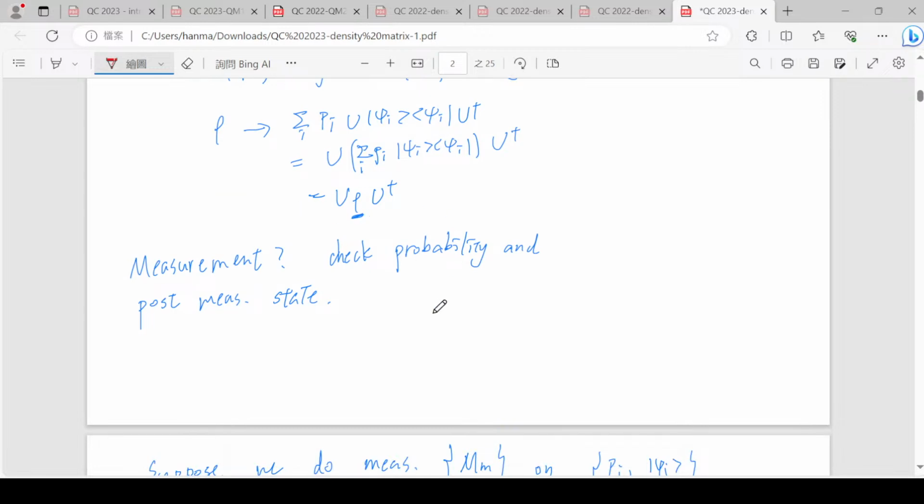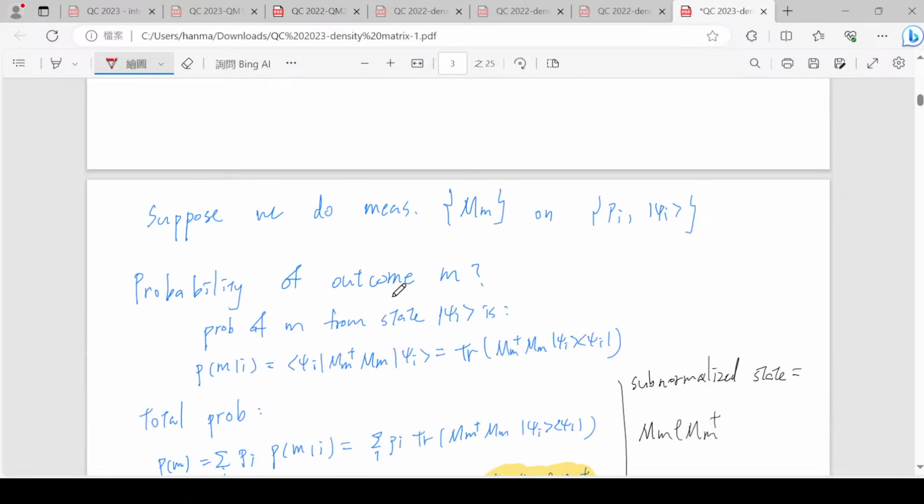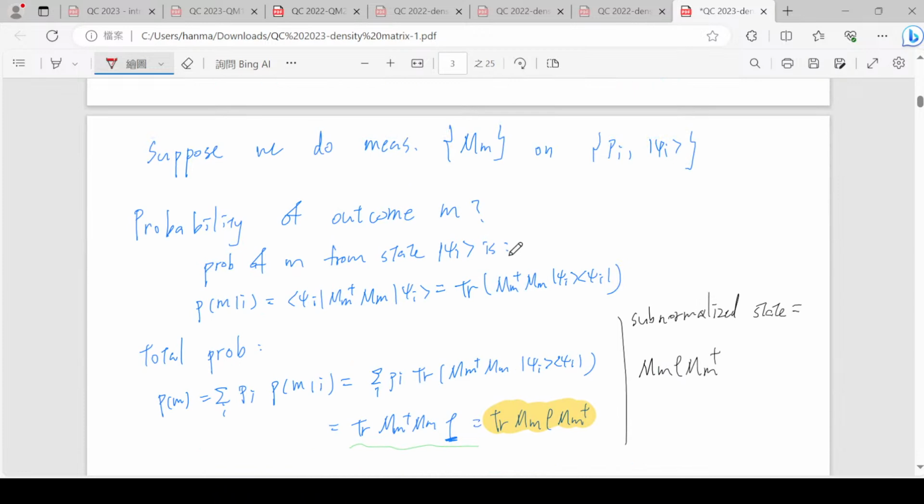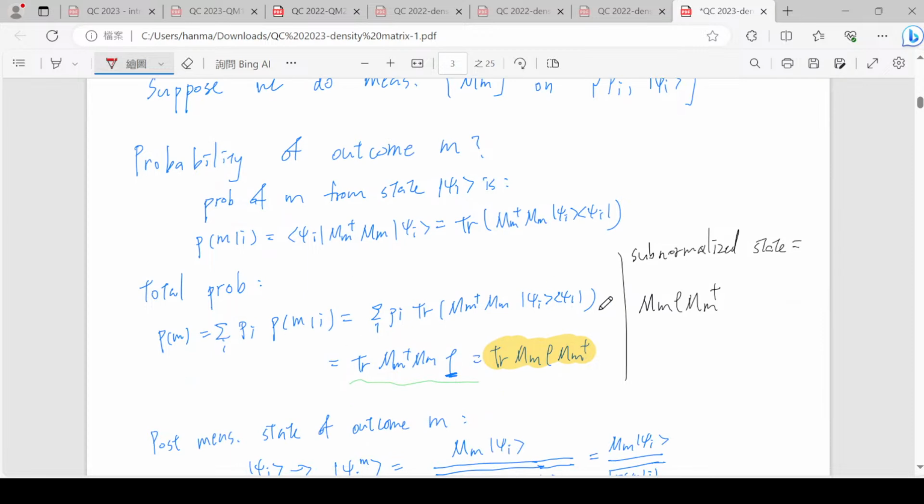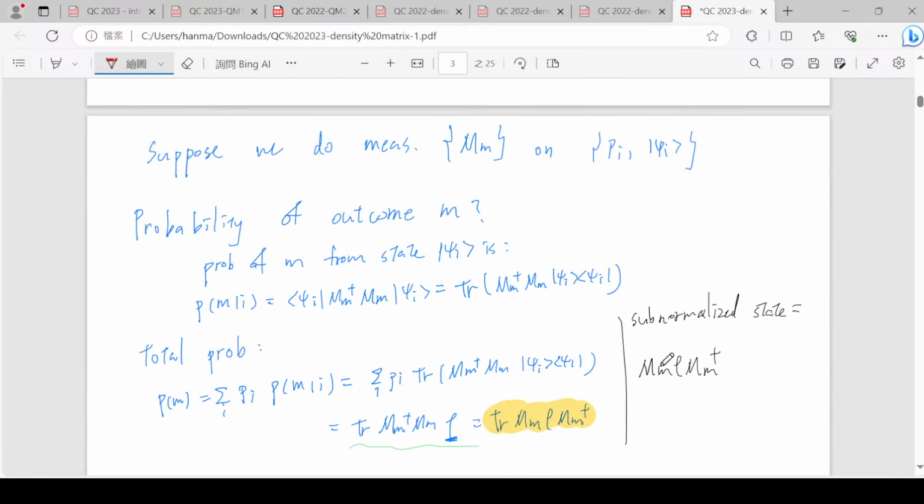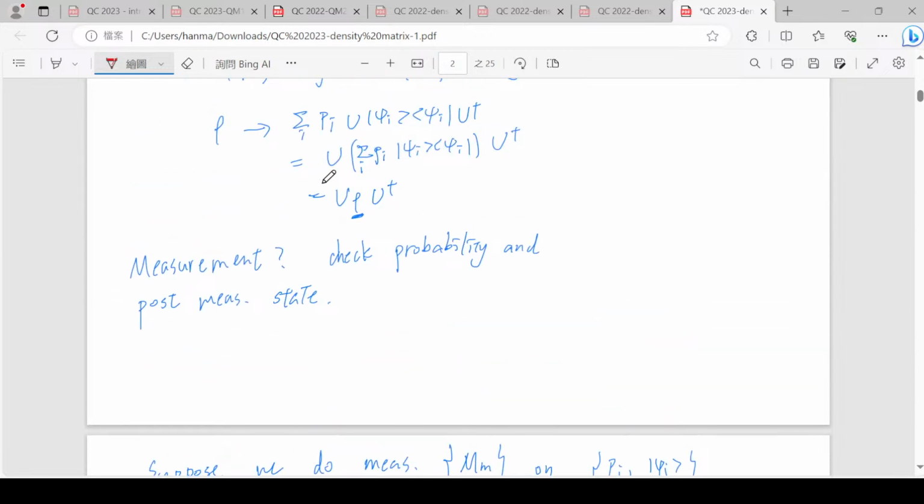And how about measurement? Measurement is also a long calculation. Suppose we do some generalized measurement that's described by the set of measurement operators M_m on our ensemble. We see that we can also describe the measurement outcome by doing calculation on rho. The short answer is that we will get a subnormalized state M_m rho M_m dagger. And this is in a similar vein to before.